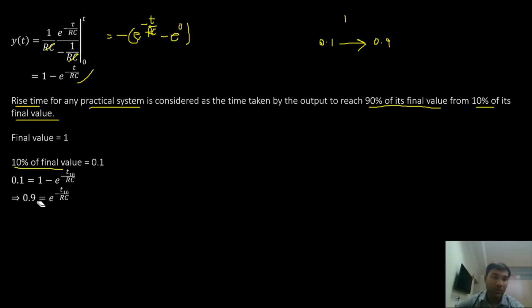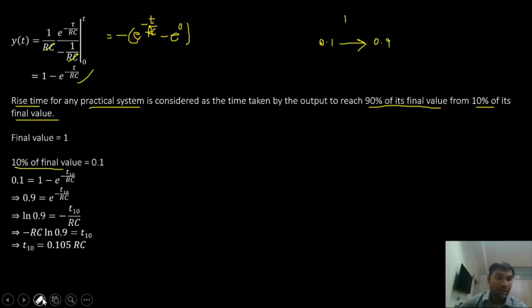Now I'll take natural logarithm on both sides. So ln of 0.9 equals negative t10 by RC. ln and e get cancelled. So what is my t10? t10 is going to be minus RC into ln of 0.9. So if I calculate the value of ln 0.9, I'll get t10 equals 0.105 RC, right? This is the time at 10% of the final value.